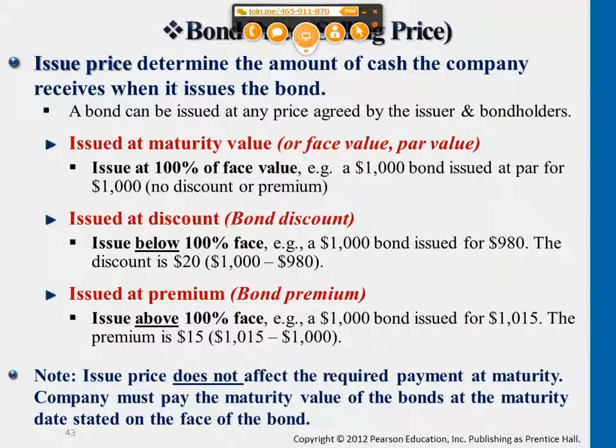So this is why there's a note here. Issue price does not affect the required payment at maturity. So when the note is due, it's always the face value. The company must pay the maturity value of the bond at the date stated on the bond, and also the dollar amount stated on the bond.